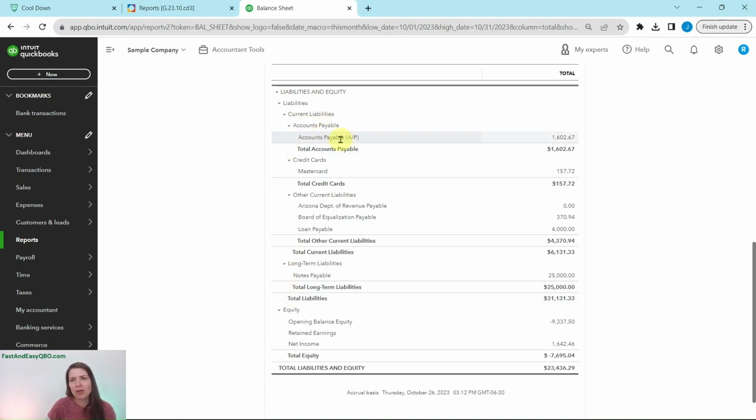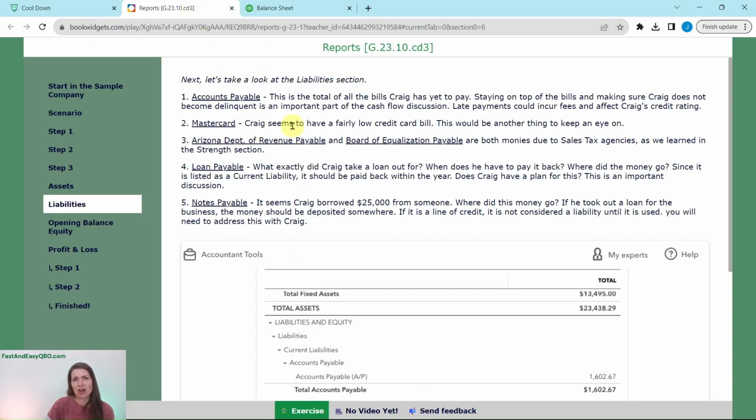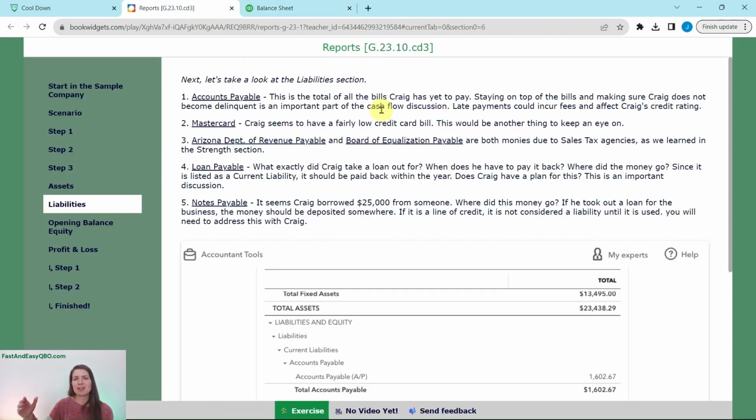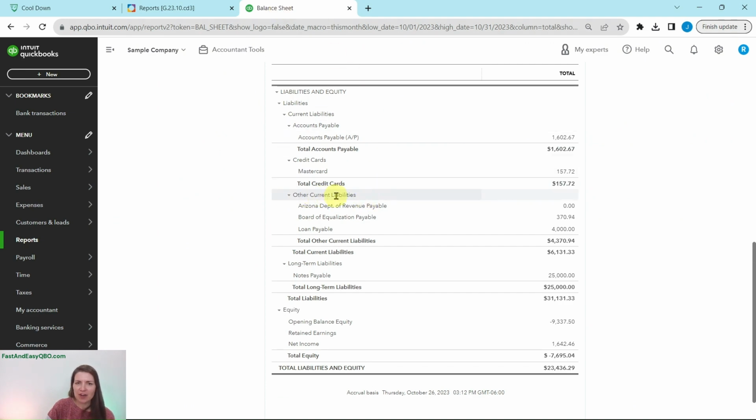Here is that accounts payable or AP showing first. And then we're going to see the MasterCard. Craig seems to have a fairly low credit card bill, so this is just another one that we want to keep an eye on. And the credit card is right here, that MasterCard. And remember, a liability is something that is owed to something or someone else. So that is why that MasterCard is down there. So then we have next the Arizona Department of Revenue payable and the Board of Equalization payable, which are both monies due to the sales tax agencies, as we learned in the strength training section. It's under other current liabilities.